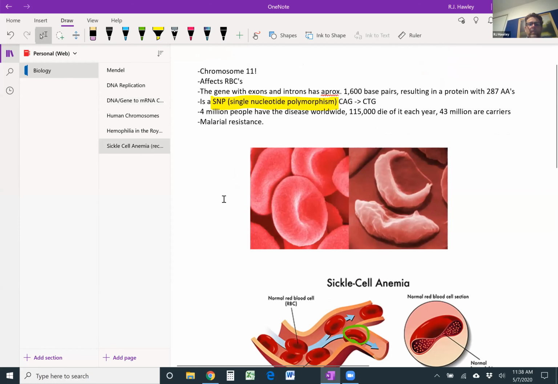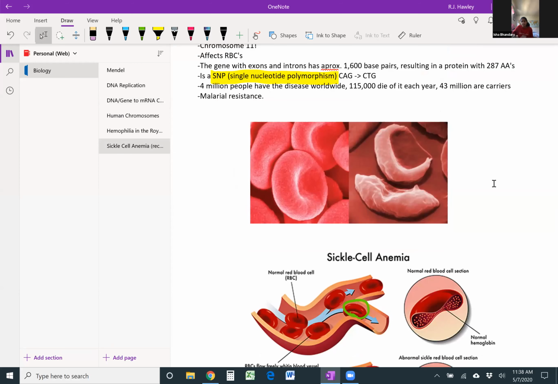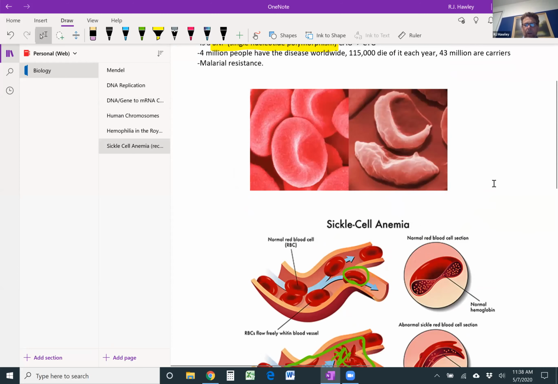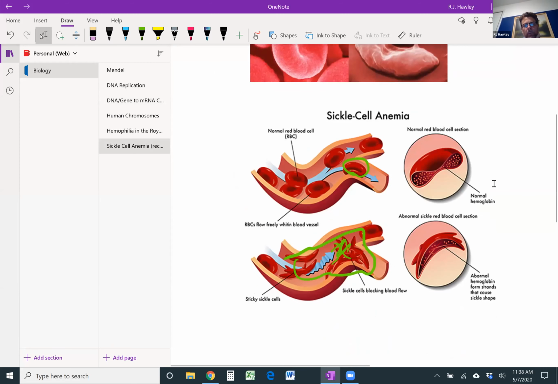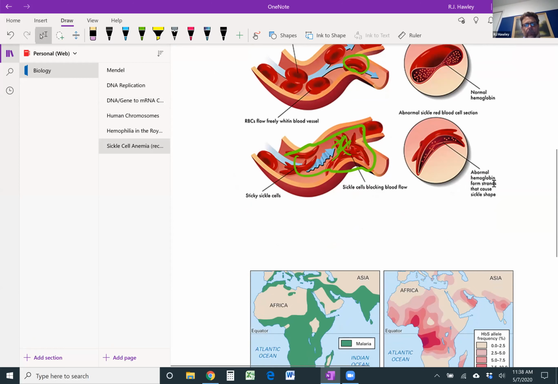So 4 million people have this disease worldwide. 115,000 die of it every year. 43 million people are carriers, so more than 10 times the people with the disease. Sorry, this is not actually an X-linked trait. This sits on a regular chromosome, but it's recessive, which is why we include it in here.